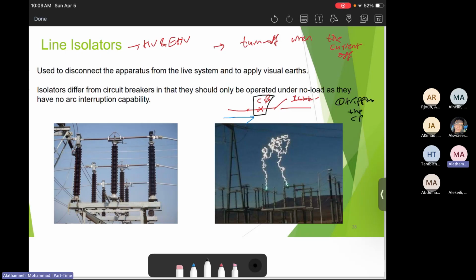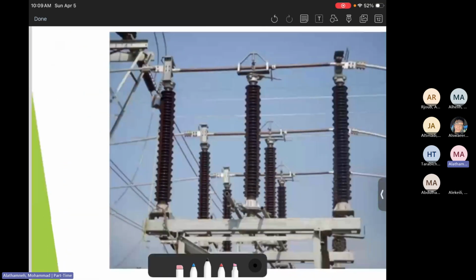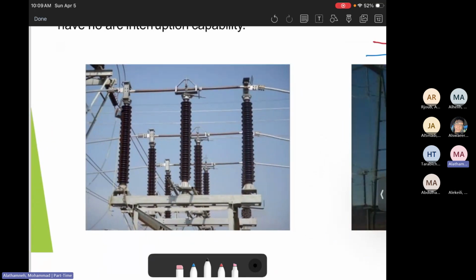What will happen? The current will be zero. Then, number two, disconnect the isolator. The isolator is supposed to be disconnected when the current is zero. Therefore, it shouldn't produce any flashover or any spark. So here is how the isolator is supposed to work: the circuit breaker first, then the isolator. They are supposed to work when the current is zero.